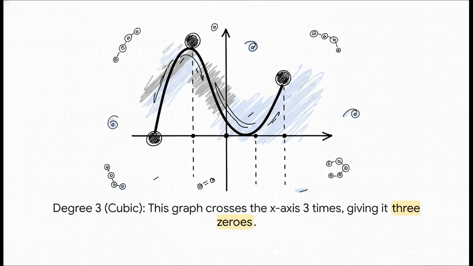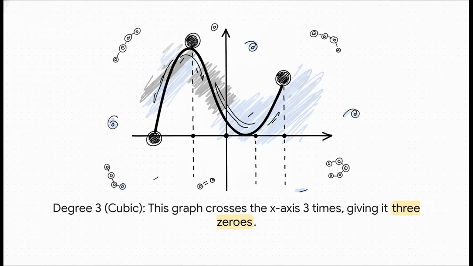And there's even a third possibility. The parabola could just float entirely above the x-axis or entirely below it, never touching it at all. And if that happens, it has no real zeros. So for a degree 2 polynomial, you can have 2 zeros, 1 zero, or none. But never more than 2. The rule holds. And this pattern just keeps on going.